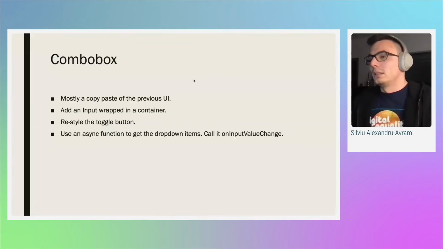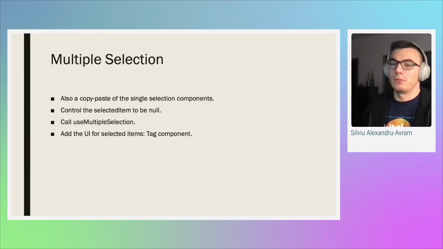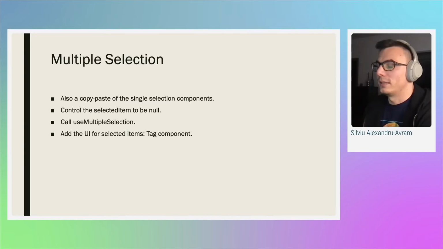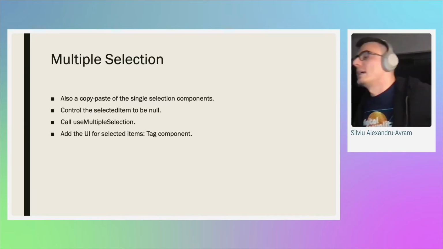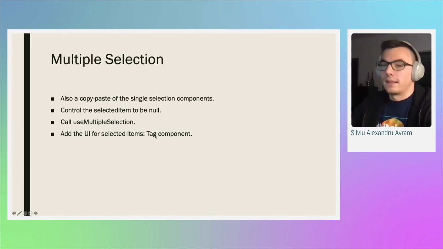So to sum up, for multiple selection, the UI was mostly, again, a copy paste of the single selection select, but now we're controlling from useSelect the selected item to be null. And we are using the third Downshift hook, useMultipleSelection, to handle the selected items for us. And those selected items will be shown in our UI using the TagList component from Chakra.